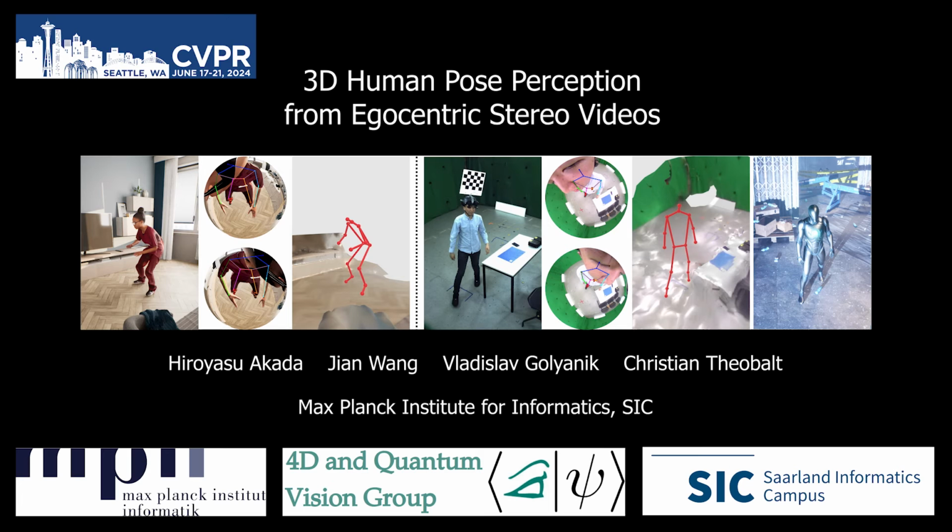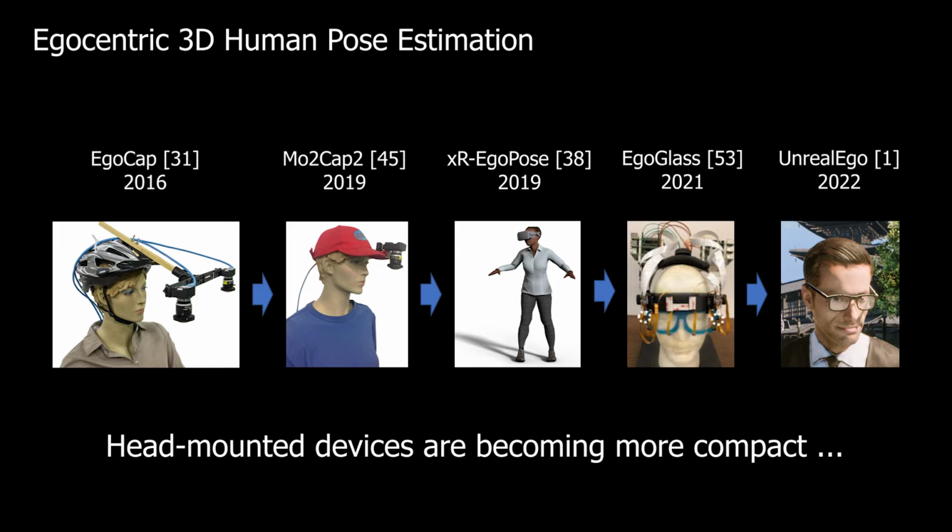We present 3D human pose perception from egocentric stereo videos. Recently, 3D human motion capture from first-person views received increased attention in the literature. Portable devices recording egocentric views are becoming more and more compact, with the most recent ones being the eyeglasses-based stereo setups of EgoGlass and UnrealEgo.